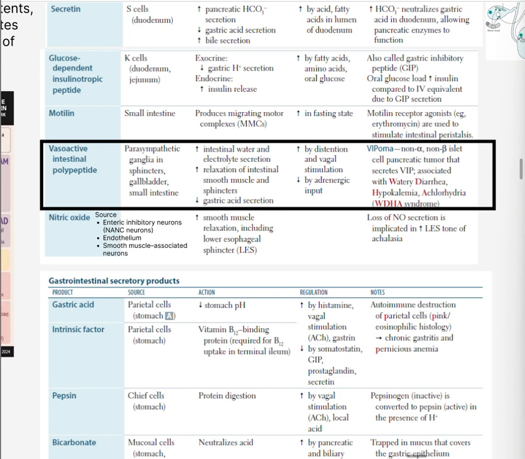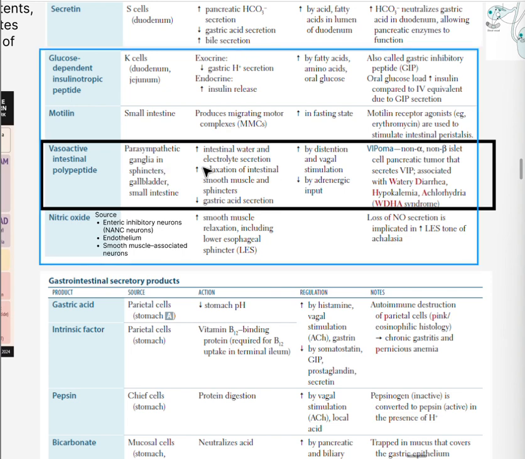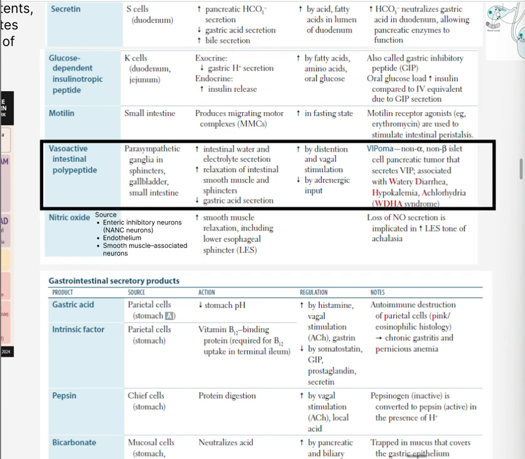First of all, the source of VIP is neurons. It's from the neurons, not classic endocrine cells. So that's why we call it an enteric neuropeptide hormone, because the source of its release is from the neurons. The main sources are the enteric nervous system neurons and the parasympathetic nerve fibers, then also there's a minor source in the pancreatic islet cells, and then the central nervous system neurons.